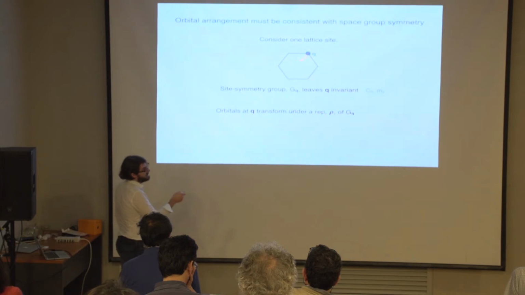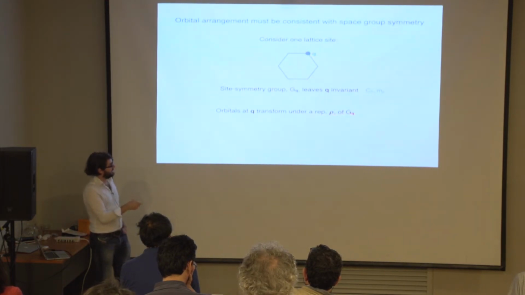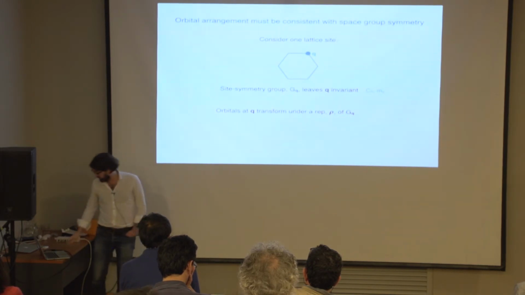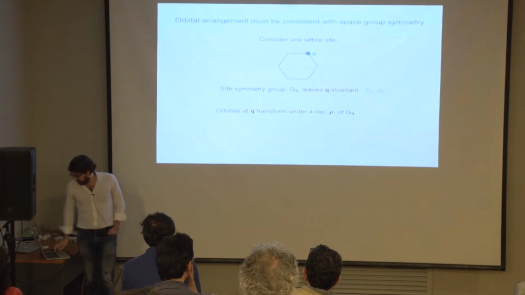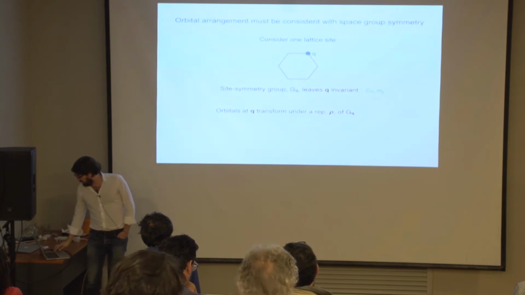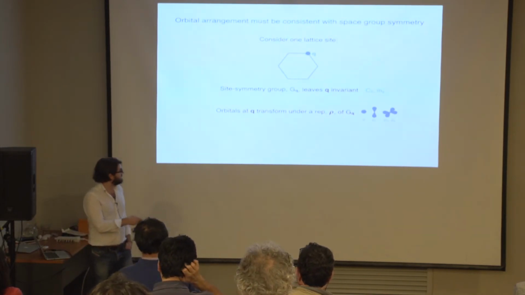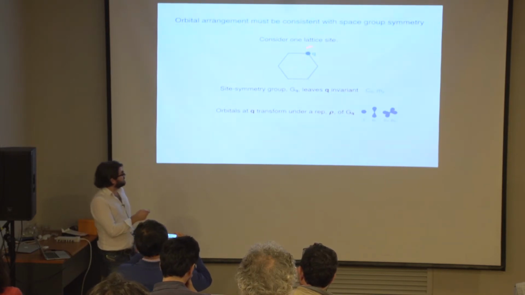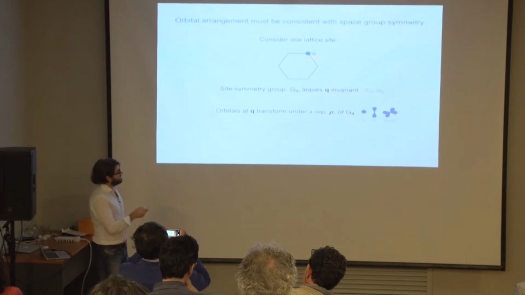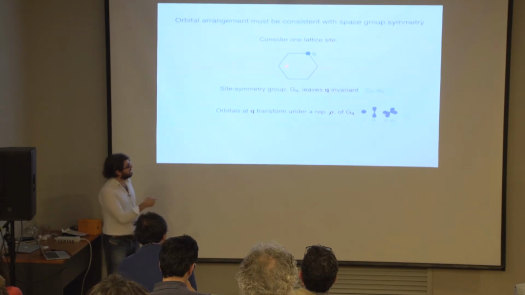But the orbitals that I put here, that sit on this lattice site, actually transform into a representation of the site symmetry group, not of the full space group. So that's important to realize, that where you put the atoms on the lattice does matter. Of course, it's an obvious statement. But basically, the moral of the story is that knowing the site symmetry group, which is a point group, not a space group, you can immediately classify all the orbitals as representations of this point group.